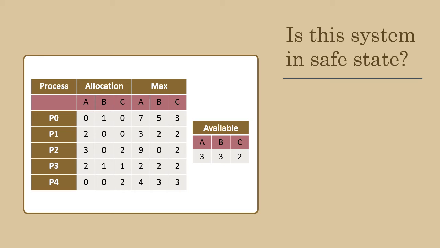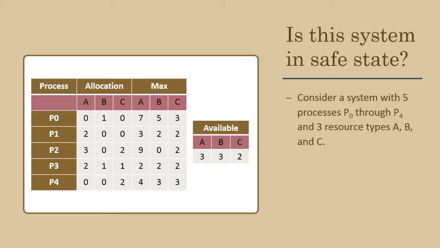To illustrate the use of Banker's algorithm, consider a system with 5 processes P0 through P4 and 3 resource types A, B and C. Resource type A has 10 instances, resource type B has 5 instances, and resource type C has 7 instances. Suppose that at time t equals 0, the following snapshot of the system is taken.